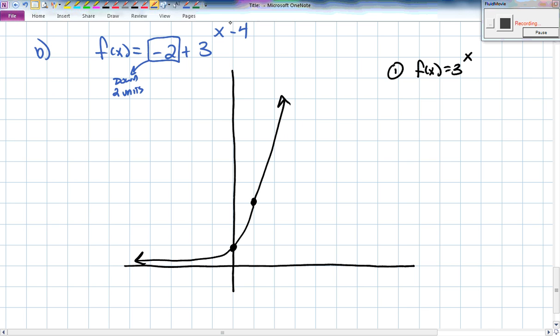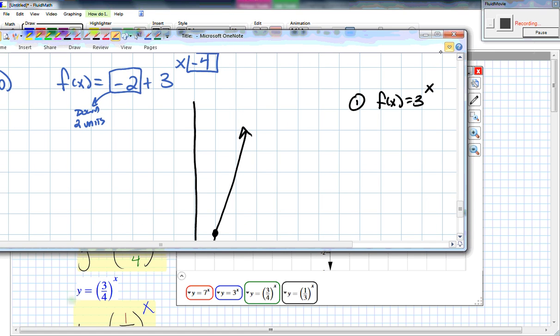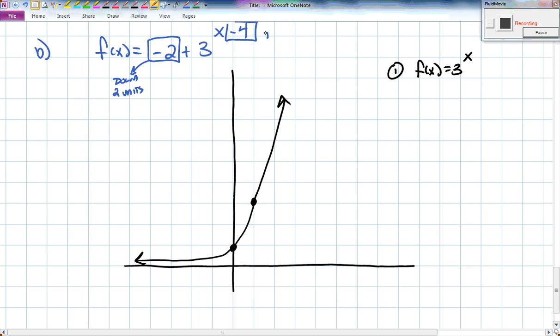Okay? What is this x to the -4 up here? What's this going to do to my graph? Yeah, this is going to be right.